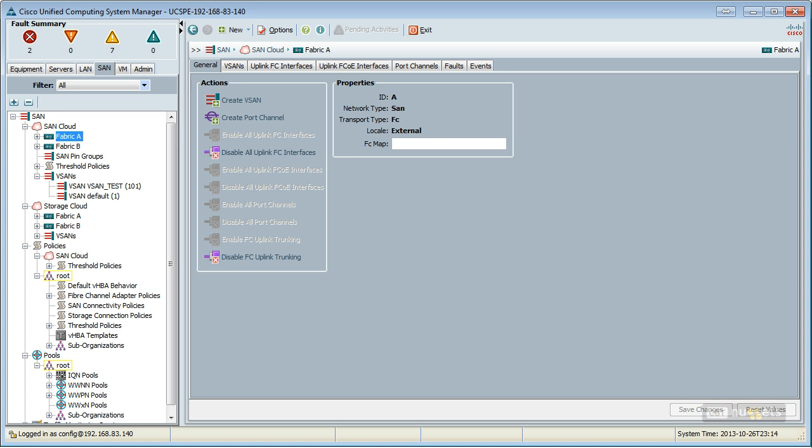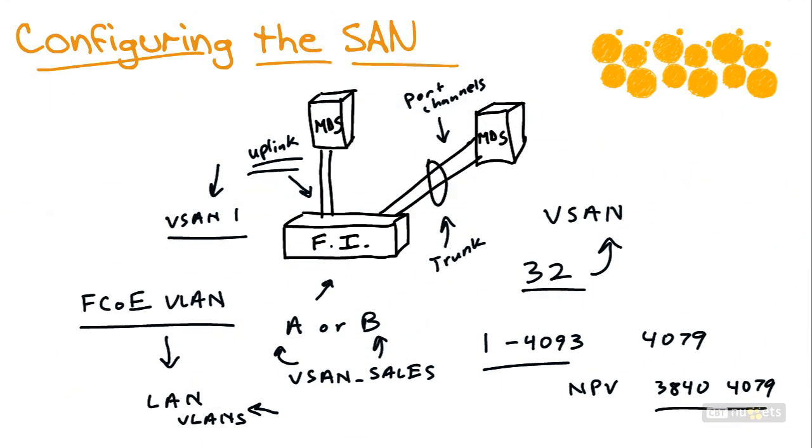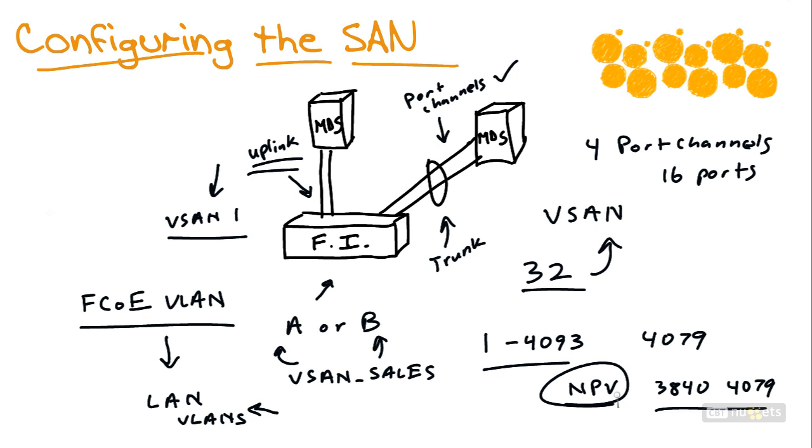Now remember, one of the awesome capabilities is our ability to create those port channels. On the Fabric Interconnect, we can have up to 4 active port channels, and in each of those Fibre Channel port channels, we can have 16 ports bundled together. This is available, by the way, in the default NPV mode. It is also available if we were in the Fibre Channel switching mode.